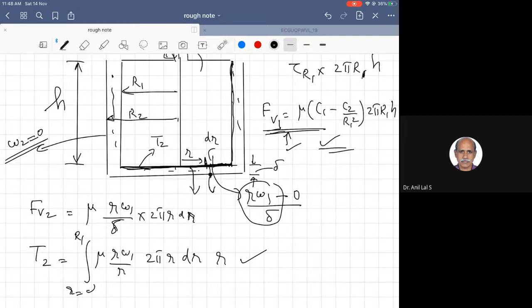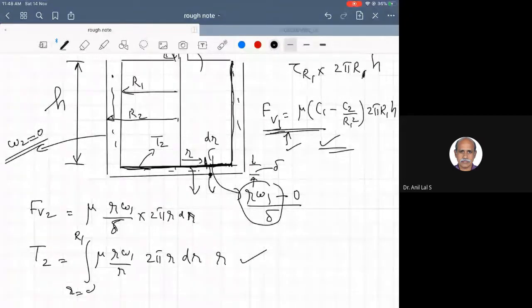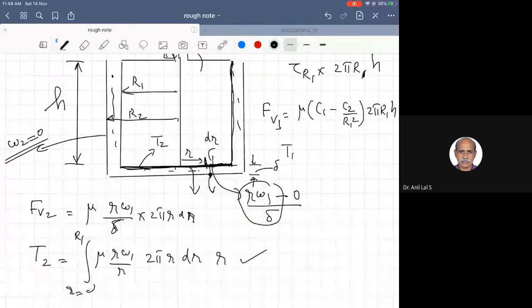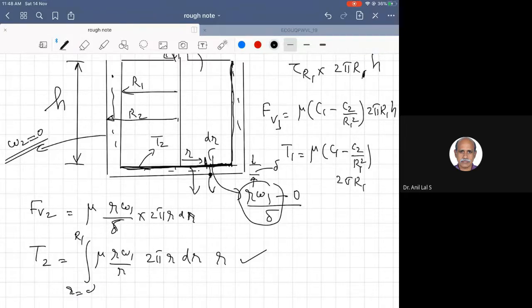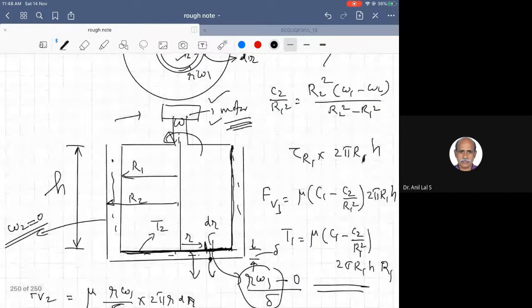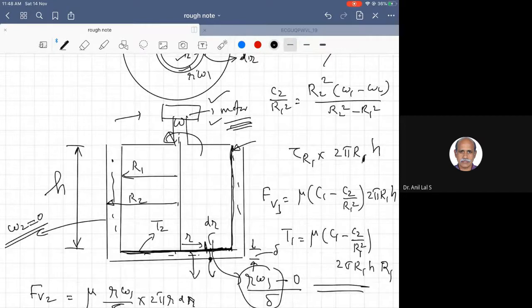Whereas on the peripheral surface we are having a viscous drag force. So what is the torque? That is at the same radius R1. So the torque T1 we can write as mu times (C1 minus C2 by R1 squared) times 2 pi R1 H, into R1. This is the torque required for the rotation of the peripheral surface.